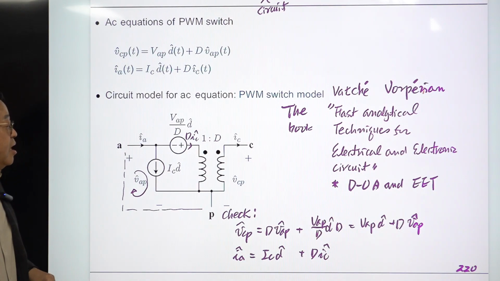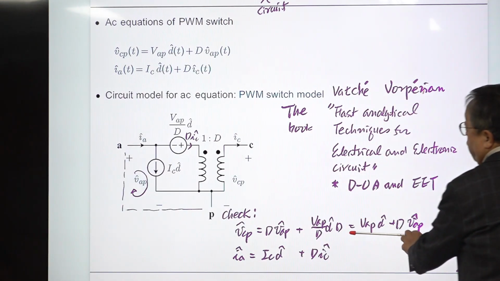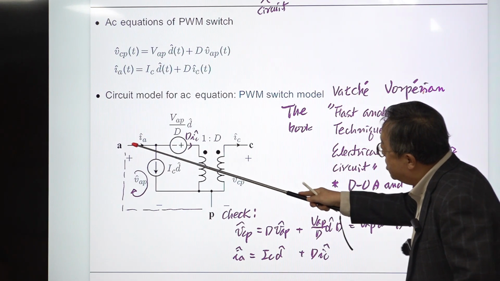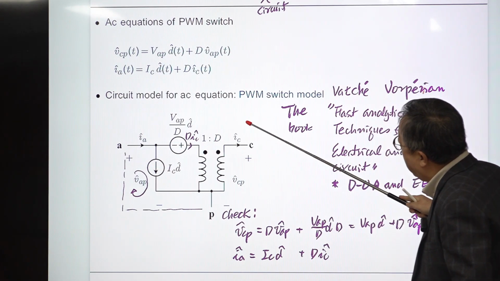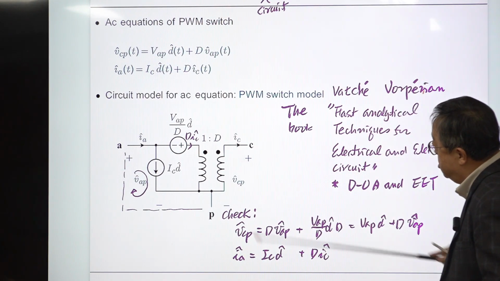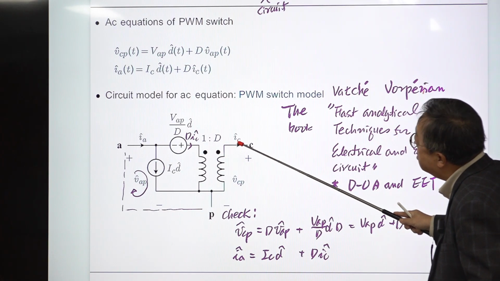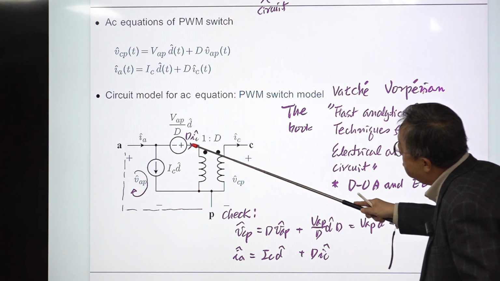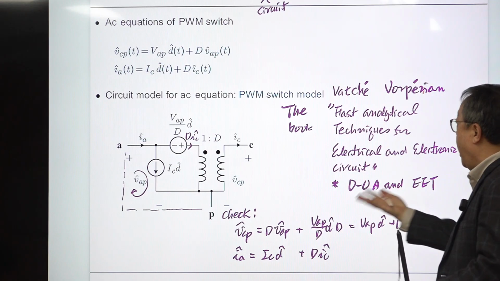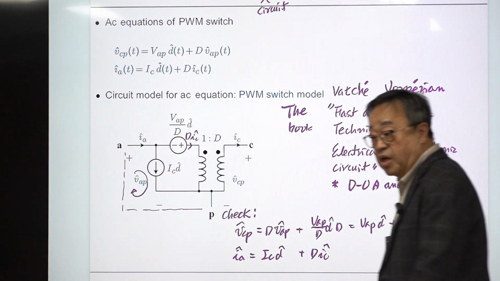The D's cancel, and I swap this, okay, right? So this is the first equation. And the second equation: IA is this one, plus IC is reflected by this duty ratio. So this is this one, and the second term is this IC hat reflected by this, okay? This voltage source can carry any current, okay? So they are the same thing, right?